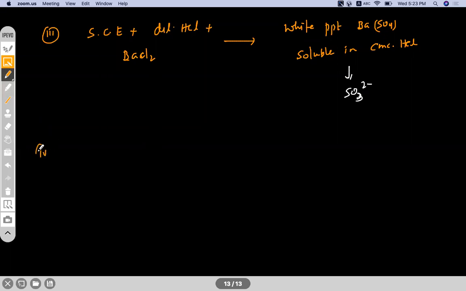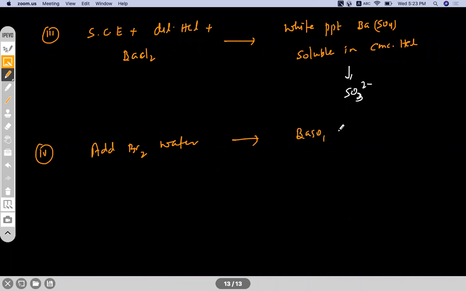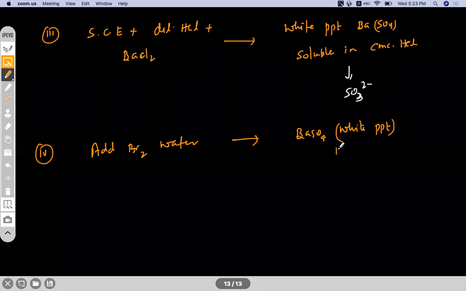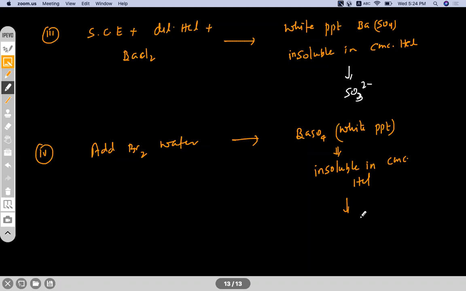One more we have in this: in the mixture, we add Br2 water, bromine water. Simple one is this one. Bromine water we add in the mixture and it forms a BaSO4 white precipitate, which is again insoluble in concentrated HCl. Here I had written soluble by mistake, it is insoluble. This confirms the presence of SO3 2- ion.